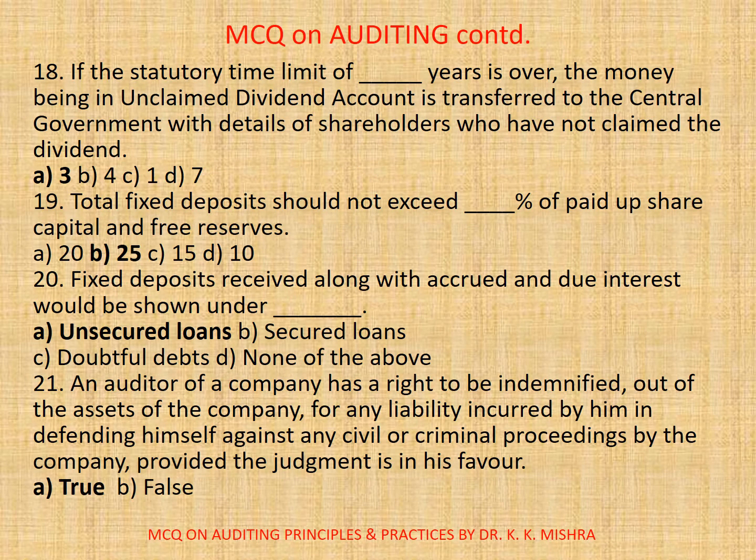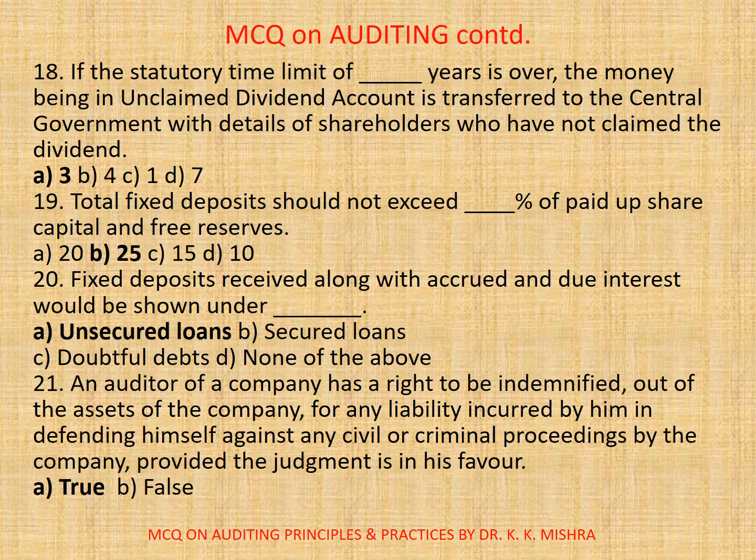18. The statutory time limit of dash years is over. The money being in unclaimed dividend account is transferred to the central government with details of shareholders who have not claimed the dividend. Here correct option is A. 3. 19. Total fixed deposits should not exceed dash percentage of paid up share capital and free reserves. Correct option is B. 25.